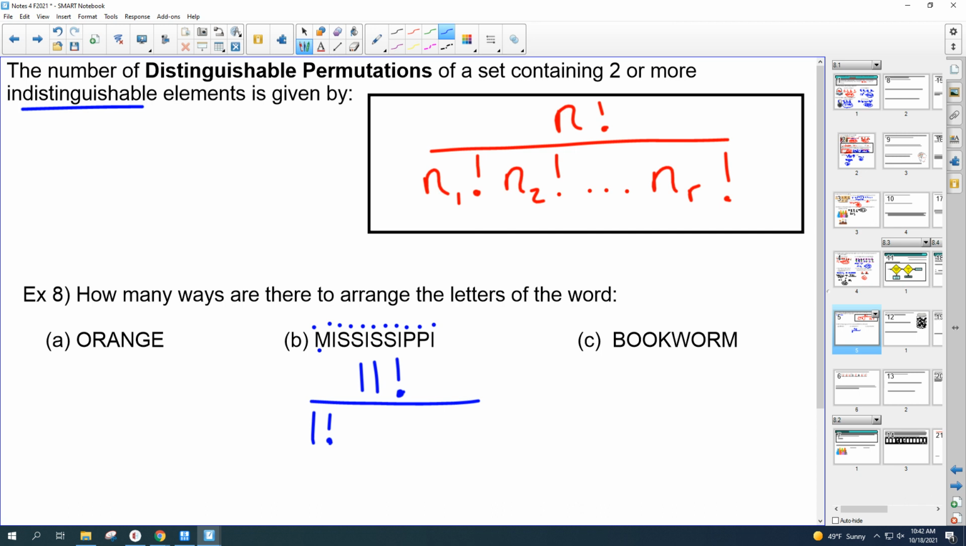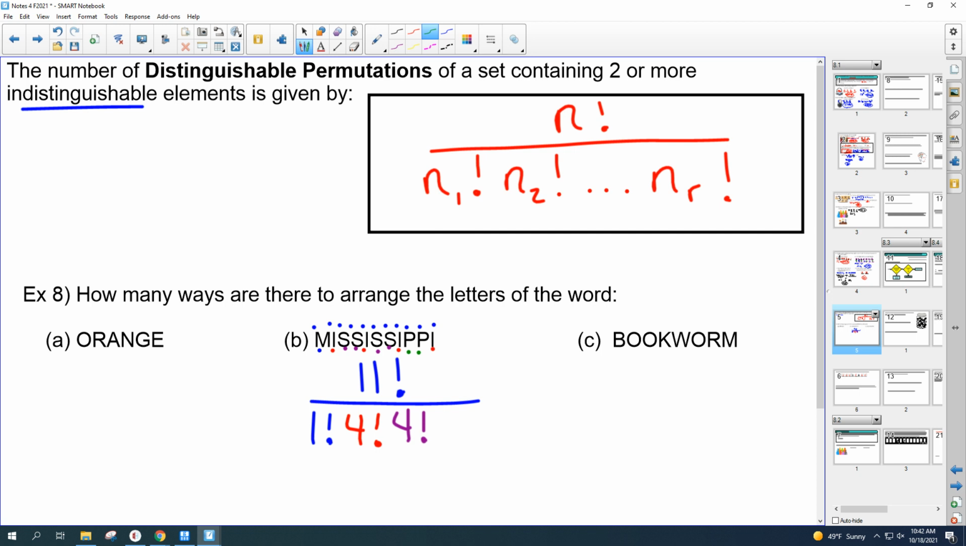And see how there are 1, 2, 3, 4 I's? We're gonna do a 4 factorial. And that 4 factorial is how many ways to shuffle the I's, okay? There would be that many ways to just interchange the I's in position. See how there are 1, 2, 3, 4 S's? So we're going to do the same thing for the S's.